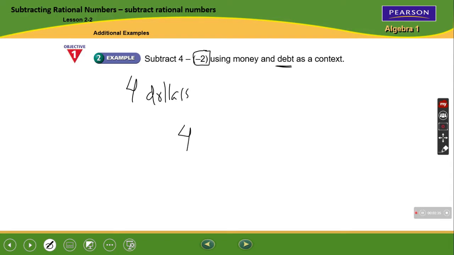So it's almost like you got $6. But anyway, even if you don't like thinking about it like that, you can go like this. So 4 minus -2, the way I look at that is I'm taking away a negative. If I take away a negative, that's the same thing as adding a positive. So you get 6. 4 minus -2, take away that -2, it's like 4 plus 2, which is 6.